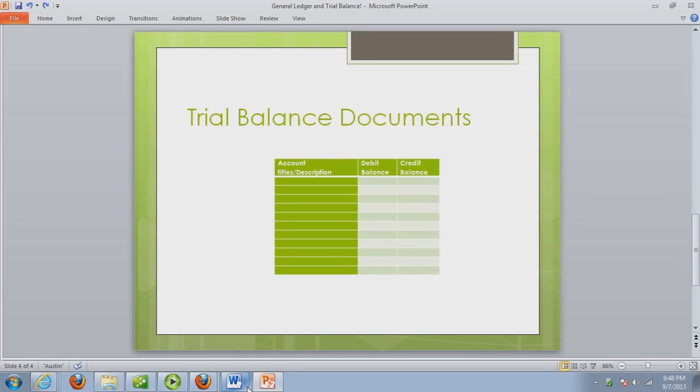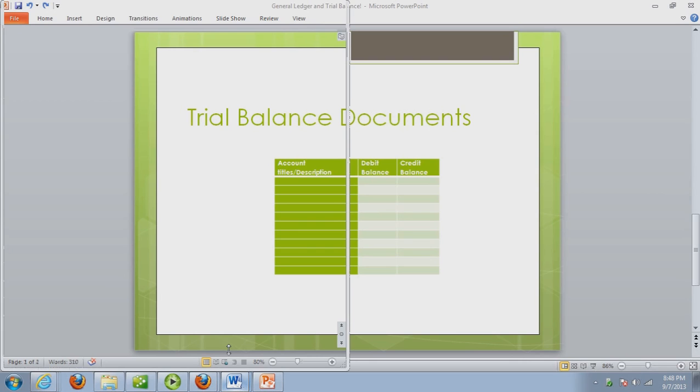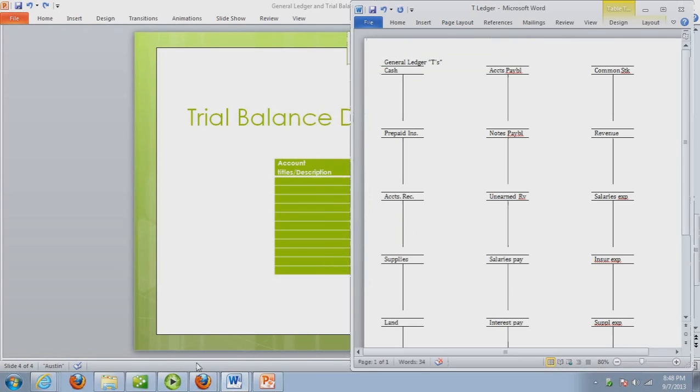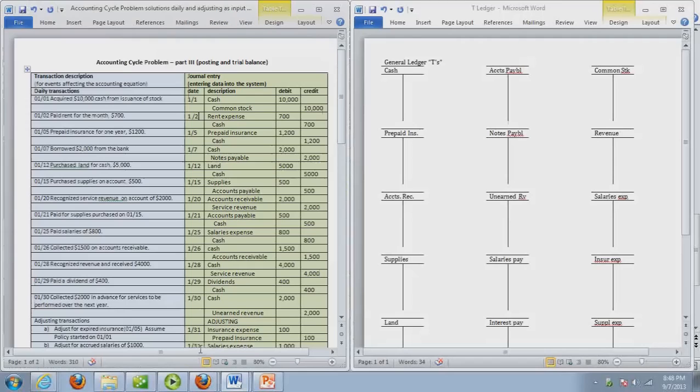So let's go ahead and take a look at our problem that we've been working on. On the left side we have the transactions that we prepared in earlier video clips, daily entries and adjusting entries, and now we're going to transfer the data that we need over to the T accounts, the general ledger, to create one balance per account.